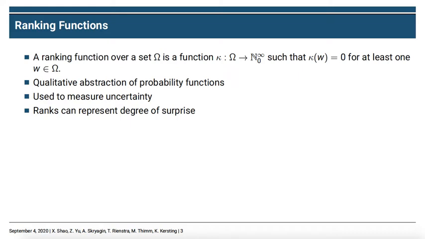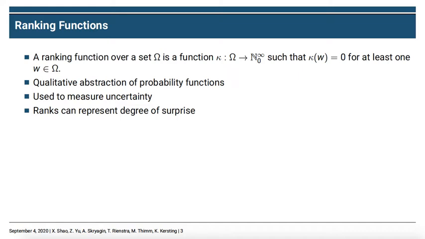So we want to represent ranking functions. Now, what are ranking functions? First, a ranking function over a set omega is a function kappa that maps an event to a natural number or infinity. At least for one event in omega, the rank is 0.